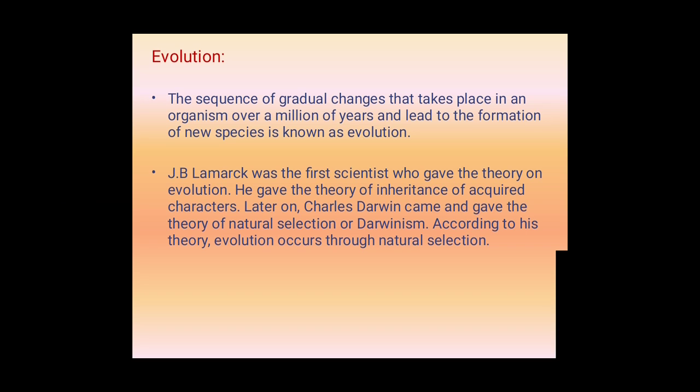J.B. Lamarck was the first scientist who gave the theory on evolution. He gave the theory of inheritance of acquired characters. Later on, Charles Darwin came and gave the theory of natural selection, or Darwinism. Both are similar words, natural selection or Darwinism.